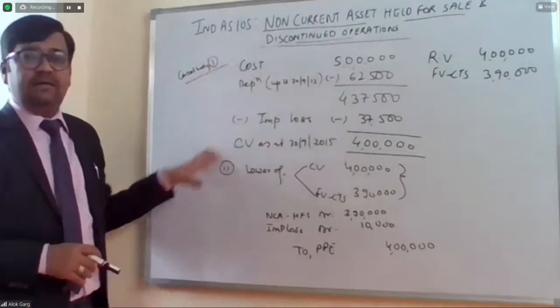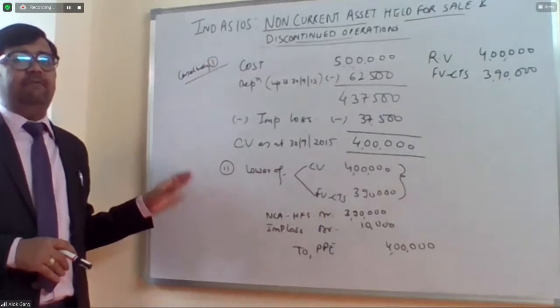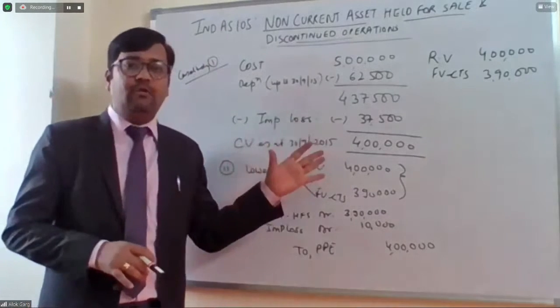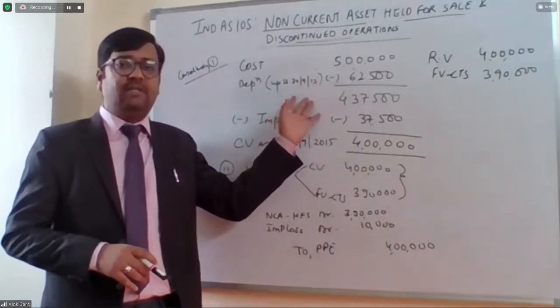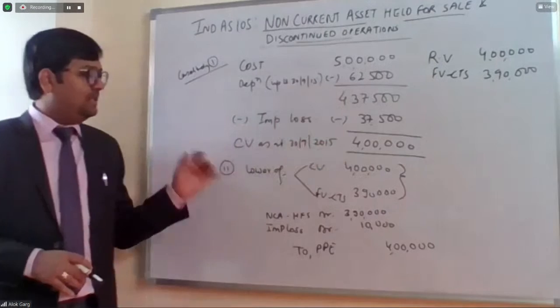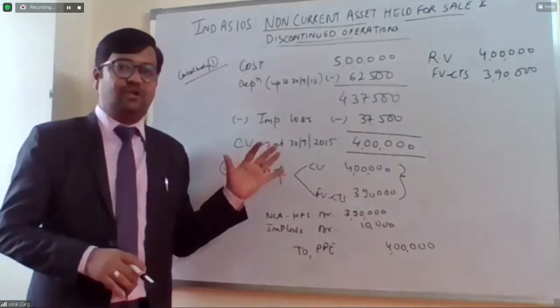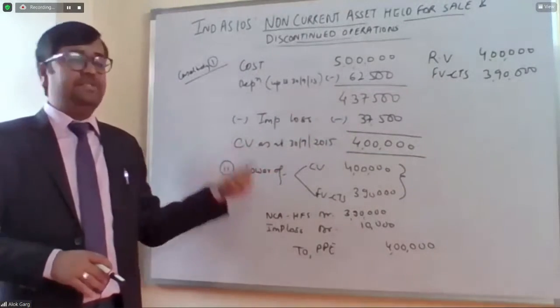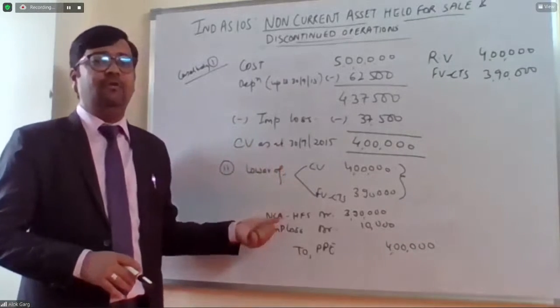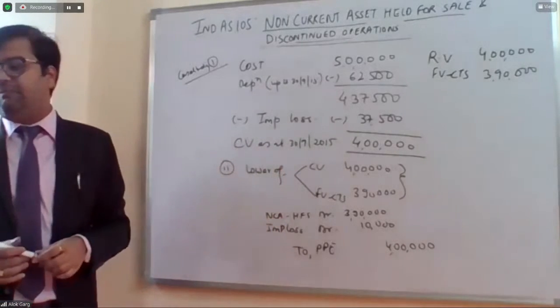Okay, so this is the way by which we have calculated the carrying value. We have reduced the depreciation, we have reduced the impairment loss, then we have calculated the fair value less cost to sell. And the differential between fair value less cost to sell and carrying value will again be charged to impairment loss in P&L.